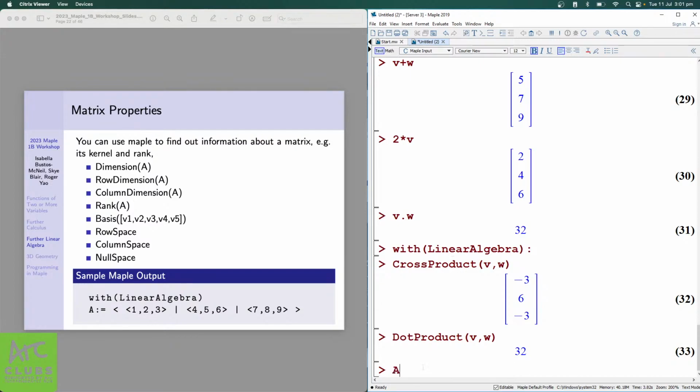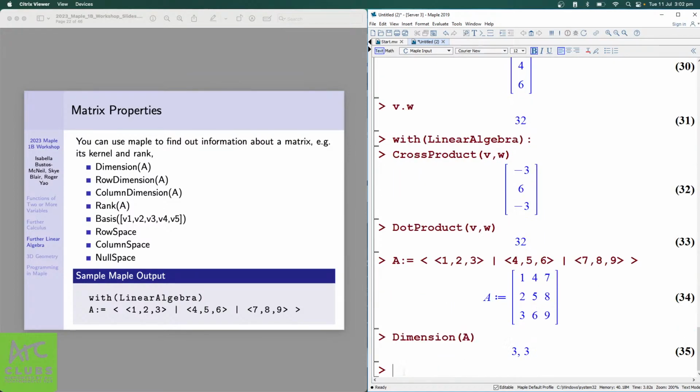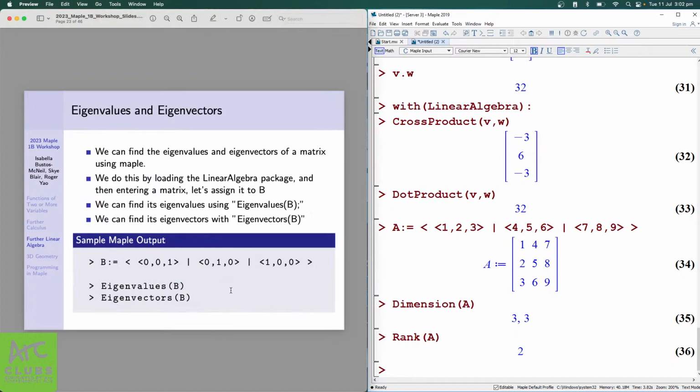So we're going to define matrix A to be the matrix 1, 2, 3, 6, 7, 8, 9 as such. So we've got our matrix A. So what we can do is we can find its dimension, and then the column dimension, row dimension as well. We can find its rank. And we can also find its row space, column space, and null space.